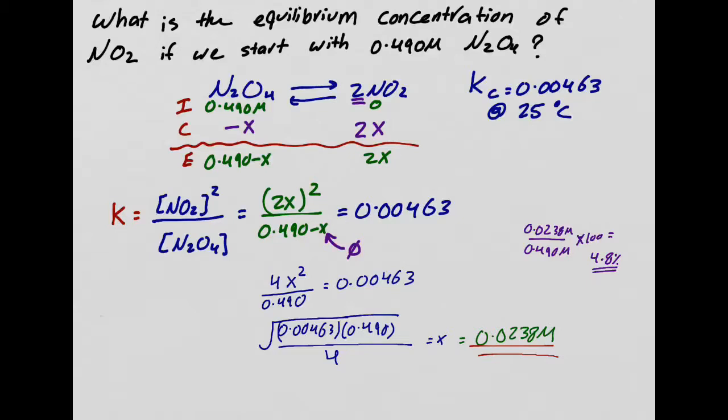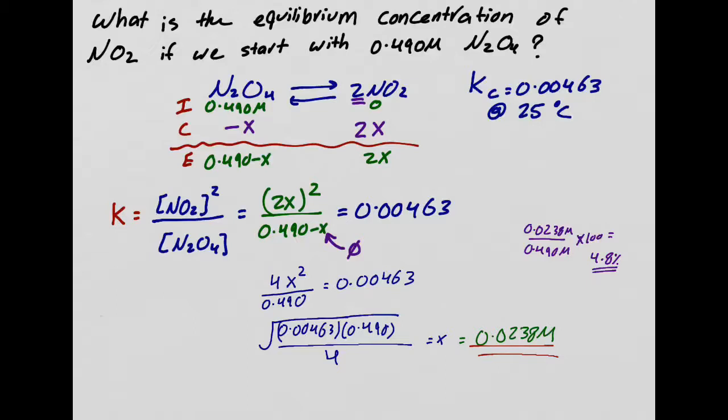I want to explain this one more time. To avoid a quadratic equation and a huge headache, we assumed this x was 0. And I did that because when I was looking at this problem, I go, this K is really small. When the K is less than 1 and the K is really small, that means not much product is going to be forming. So I can approximate and I should be okay.